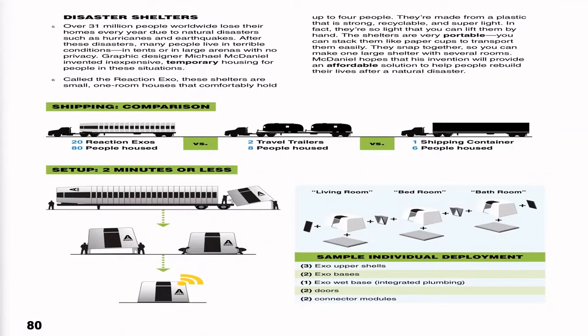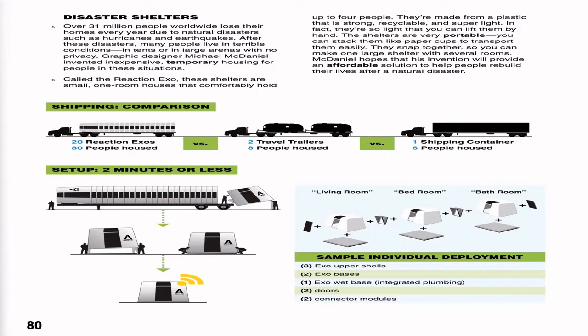Disaster shelters. Over 31 million people worldwide lose their homes every year due to natural disasters, such as hurricanes and earthquakes. After these disasters, many people live in terrible conditions, in tents or in large arenas with no privacy. Graphic designer Michael McDaniel invented inexpensive temporary housing for people in these situations.